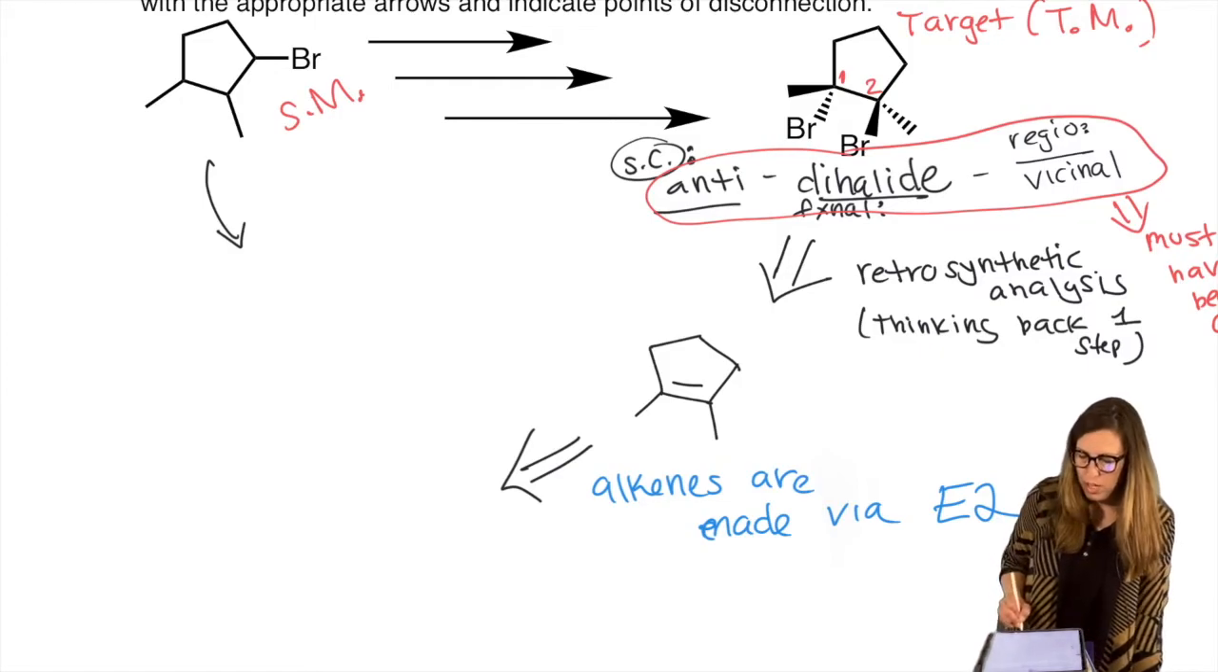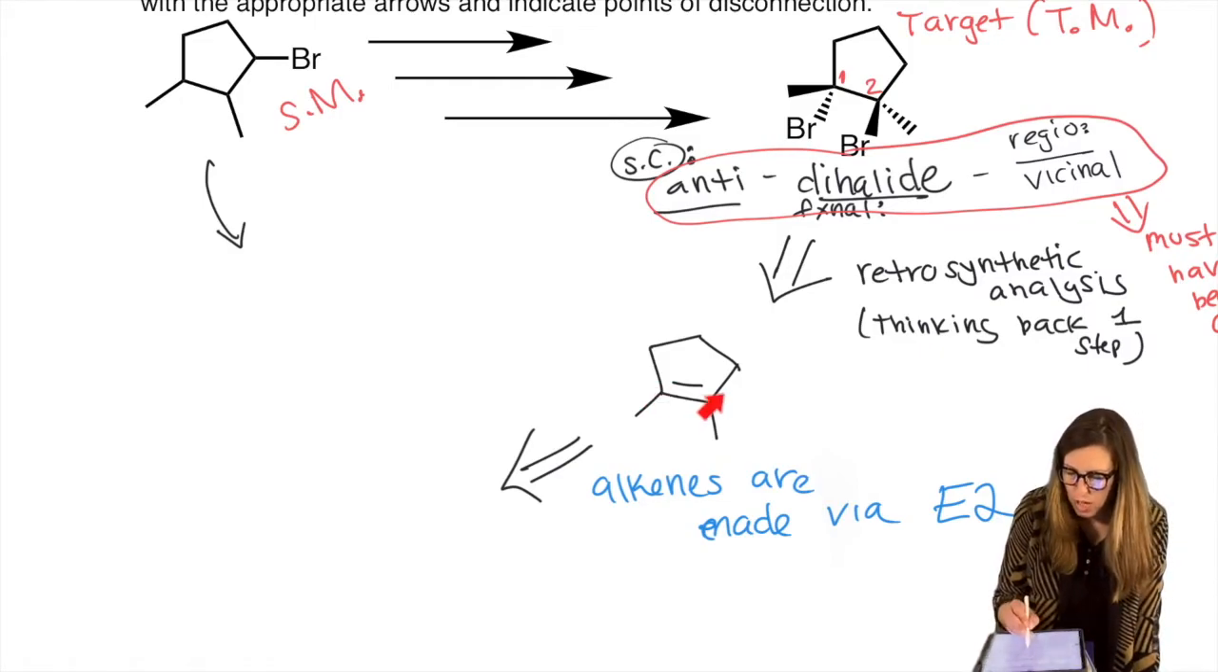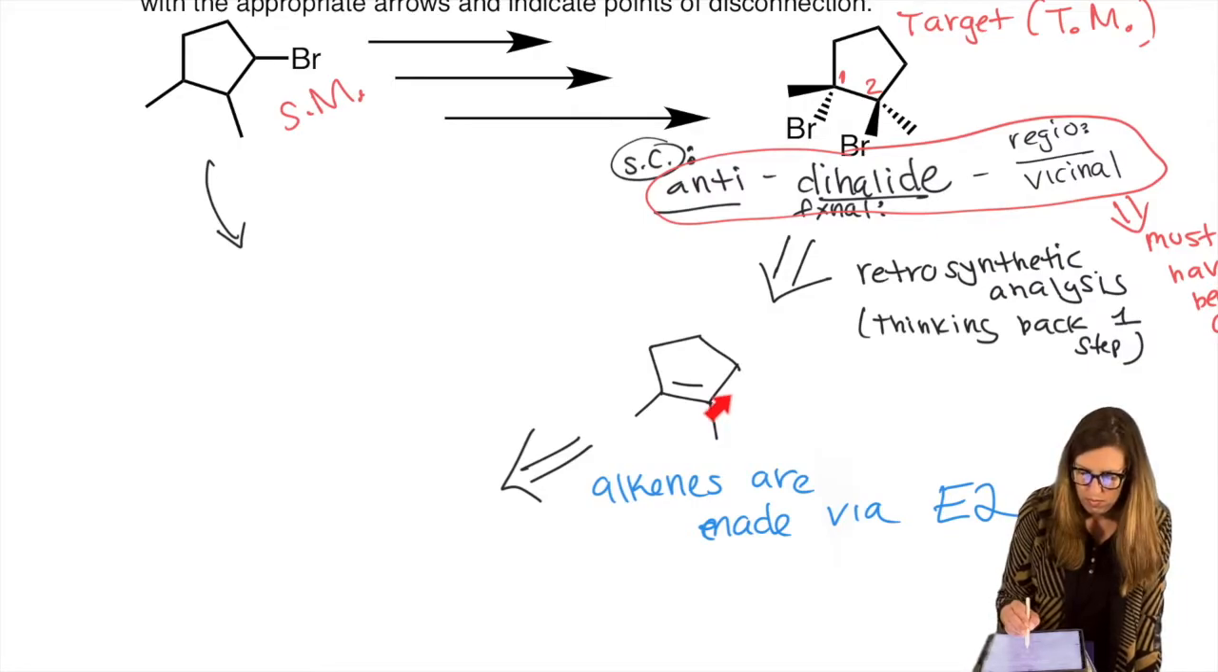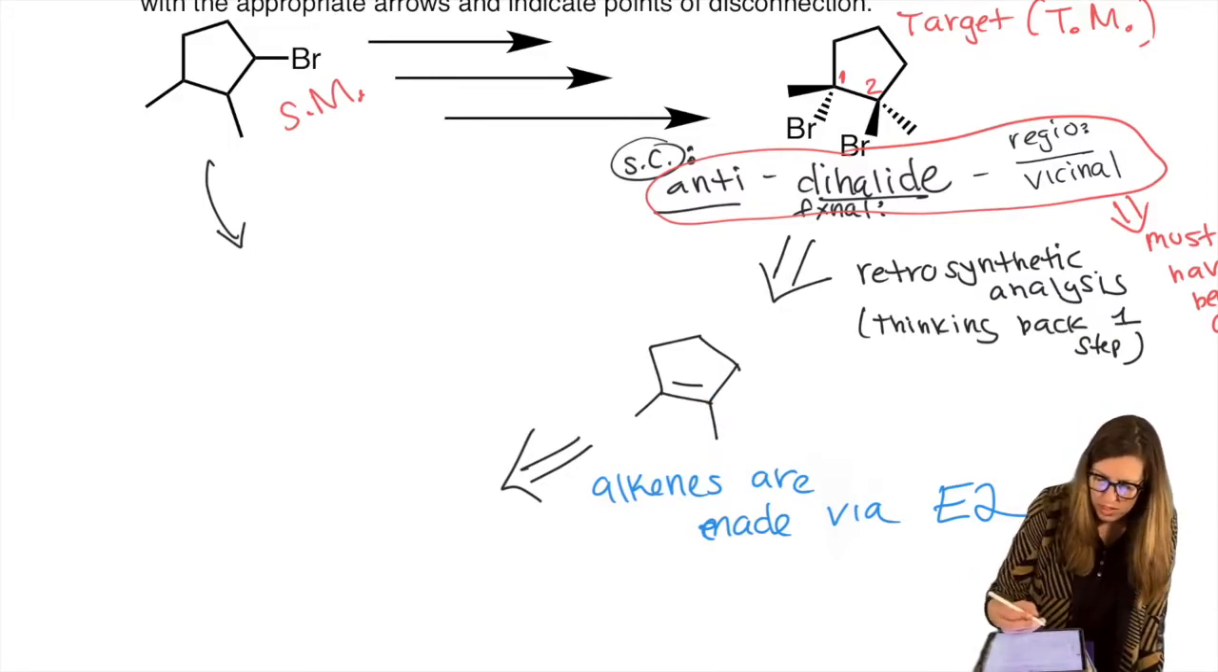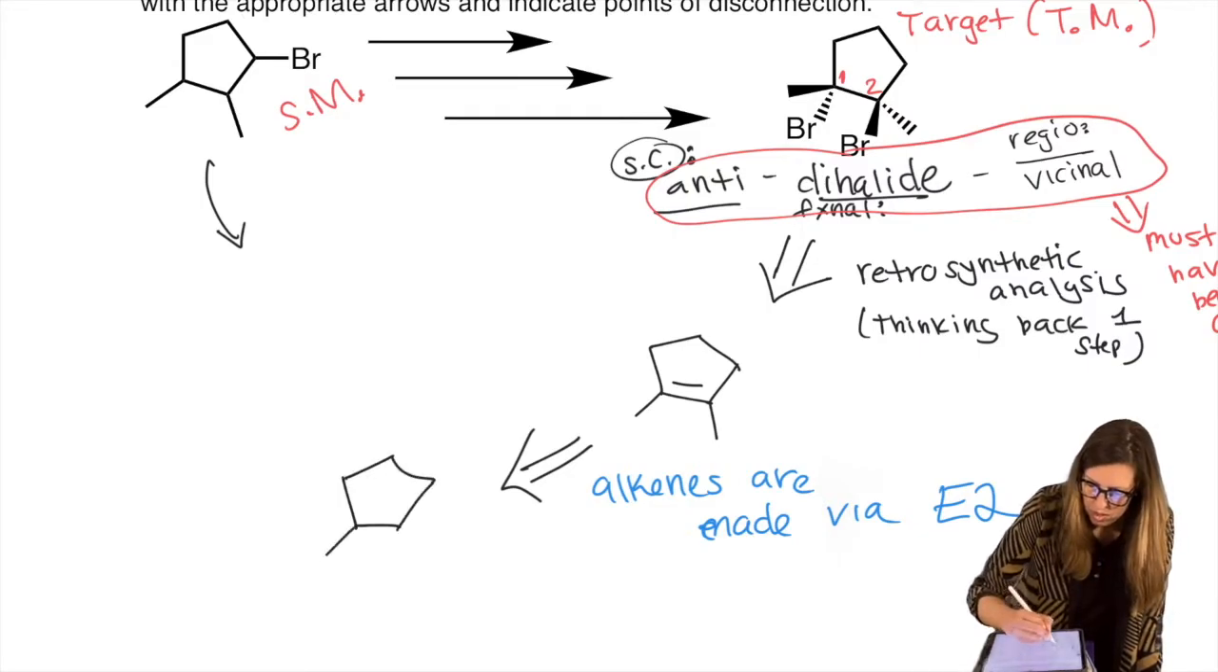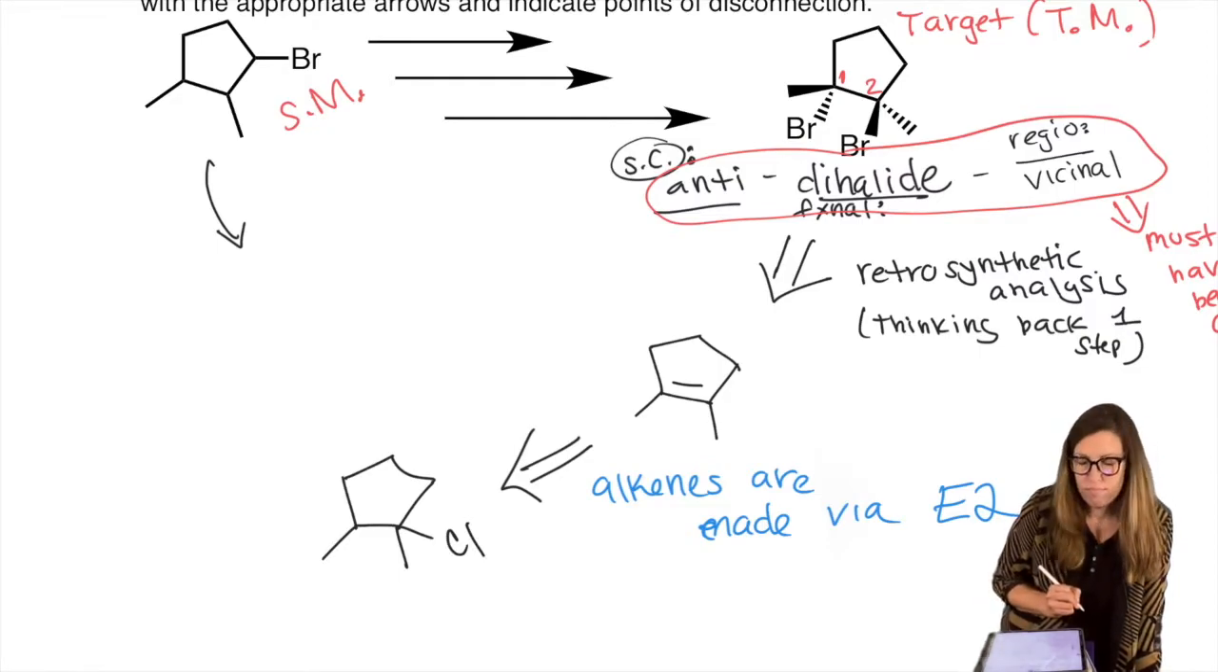So what would help me? That would mean that one of these two carbons needs to have a leaving group. Since it's symmetric, it actually doesn't matter which one I pick. And I'm just going to pick chlorine to be my leaving group because it's not bromine and I don't want to confuse them later. So this would have made that alkene, right?